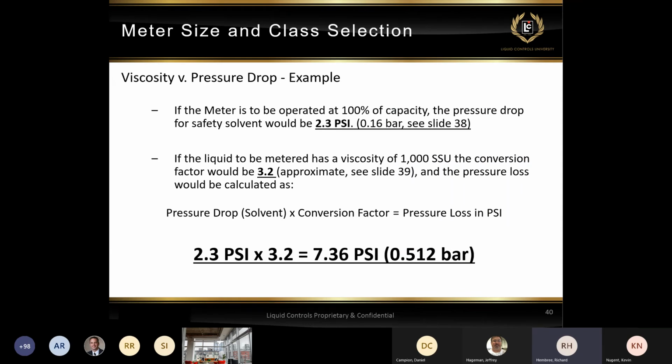So for instance, if the meter is operated at 100% of capacity, the pressure drop for Stoddard solvent, or a liquid similar to water, would be 2.3 psi. At 1000 SSU, our conversion factor would be 3.2. So we multiply that and we get a 7.36 psi pressure drop. So you can see that adding the viscosity of 1000 SSU increases the pressure drop across the meter.